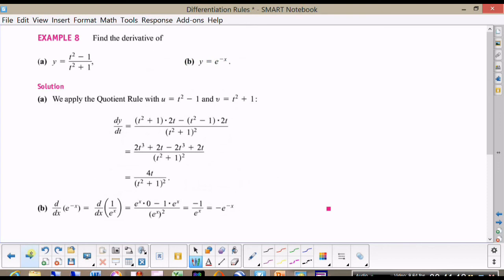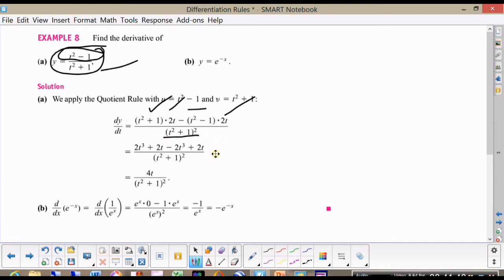Now, we've got two examples here. The first example is y equals t squared minus 1 over t squared plus 1. The rule says it is the bottom, which is t squared plus 1, times the derivative of the top, which is just 2t, minus the top, which is t squared minus 1, times the derivative of the bottom, which is 2t. And then you take the bottom squared, which is t squared plus 1 squared.